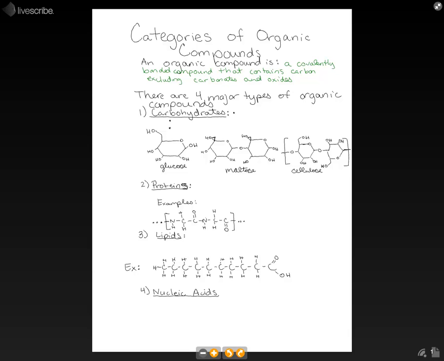There are four major types of organic compounds. The first one we're going to talk about is carbohydrates. Carbohydrates contain carbon, hydrogen, and oxygen. They can be energy sources, or structural sources.